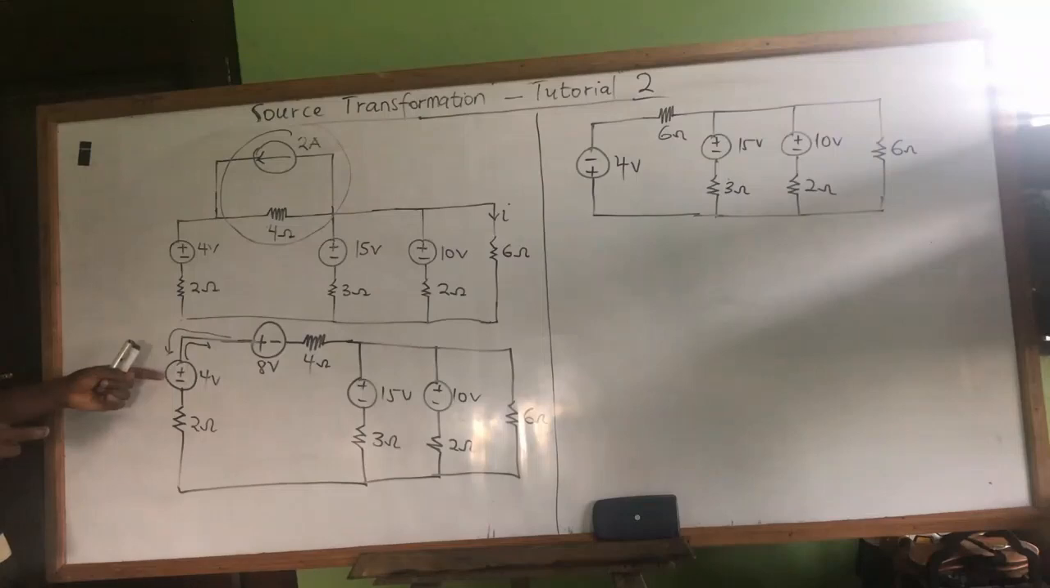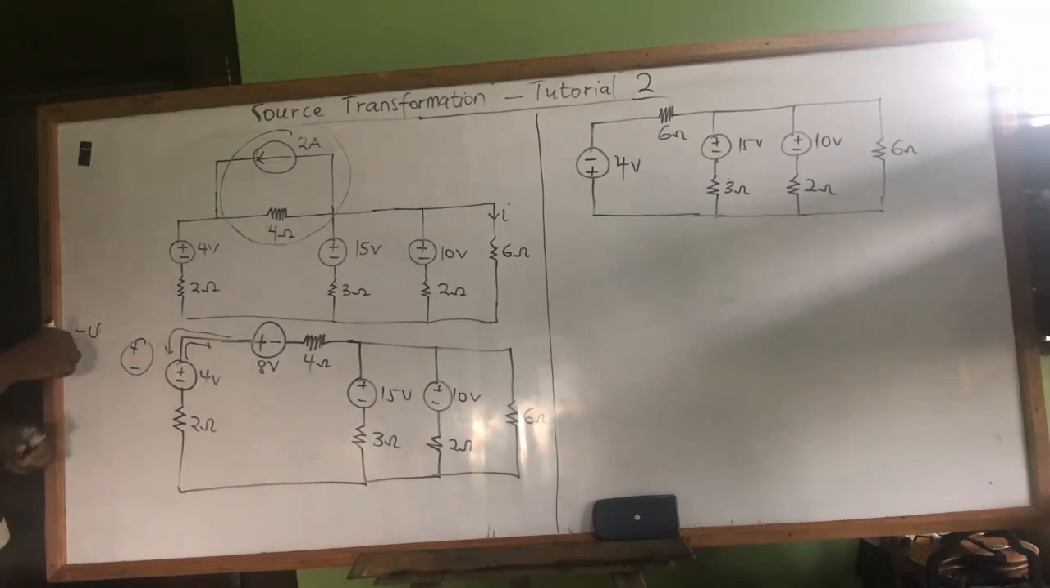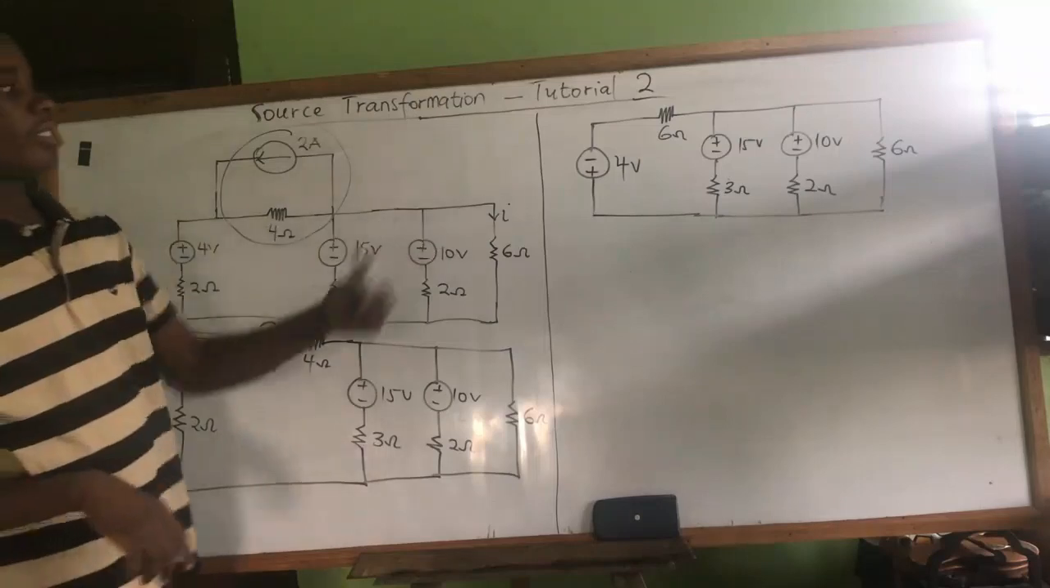If you are using 4 minus 8, you get negative 4. But if you consider the 4 to be positive, it means the polarity there will be positive, negative, but the value will be negative 4 volts. So let's use this one.